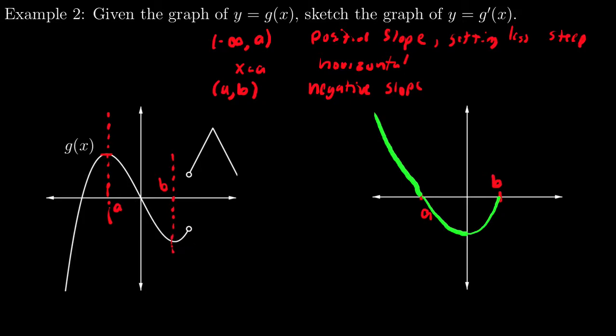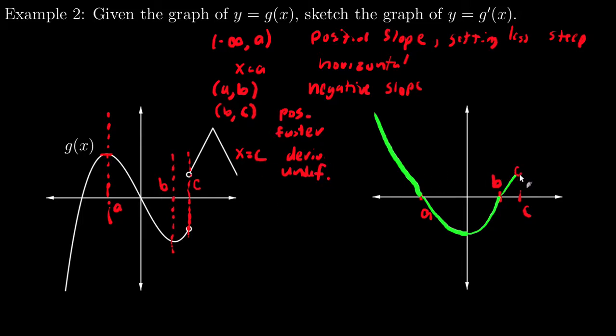And now, from B to C, so I'll put a C right here, we are positive slope at a faster rate, steeper. So it's going to be increasing positively. But at C, we have a discontinuity, so the derivative will be undefined. We have a jump here, so there is no tangent line. But you can see, to the left of C and to the right of C, it looks like it's about the same slope, so it'll continue from there. It'll sort of meet the same point, but we're linear here.